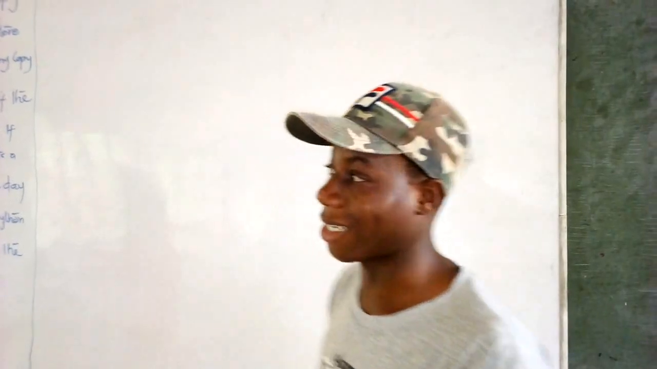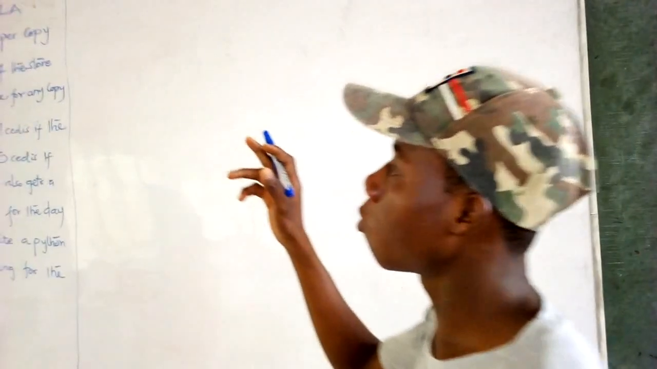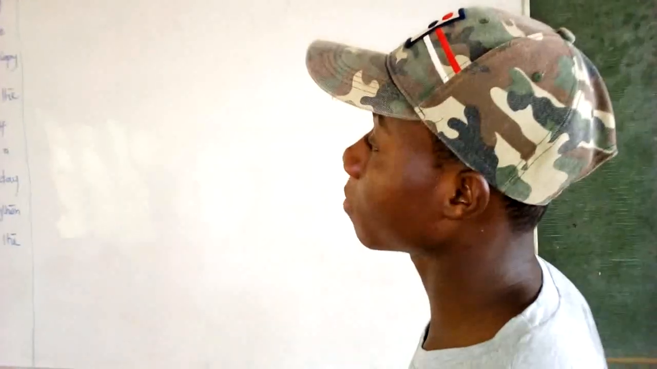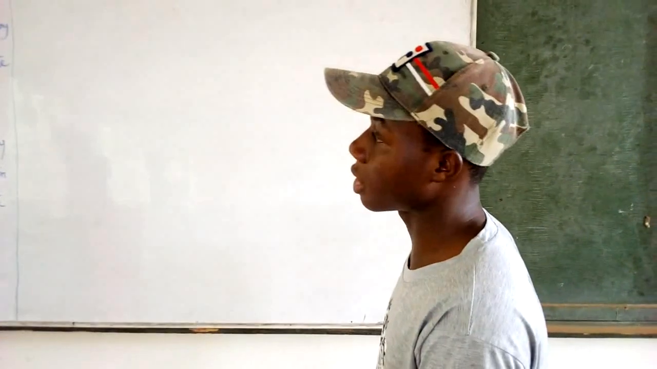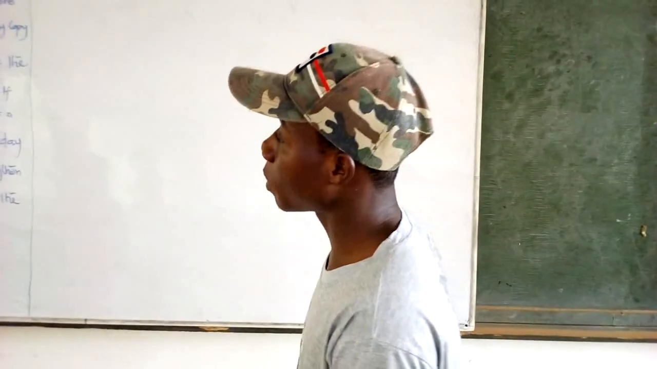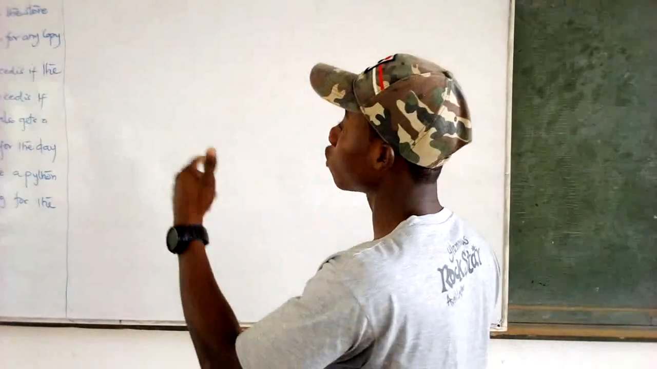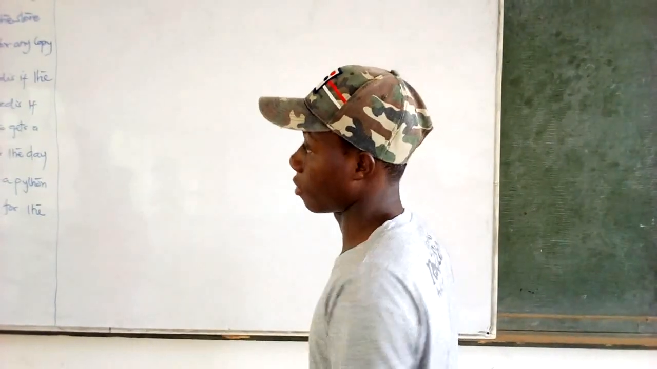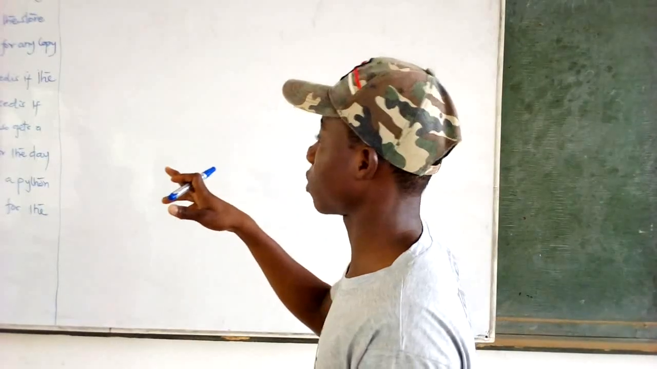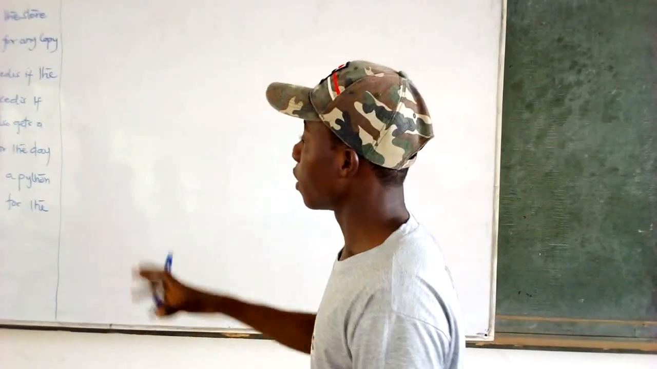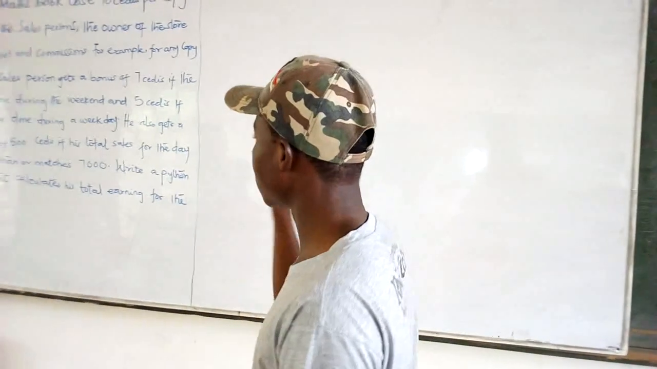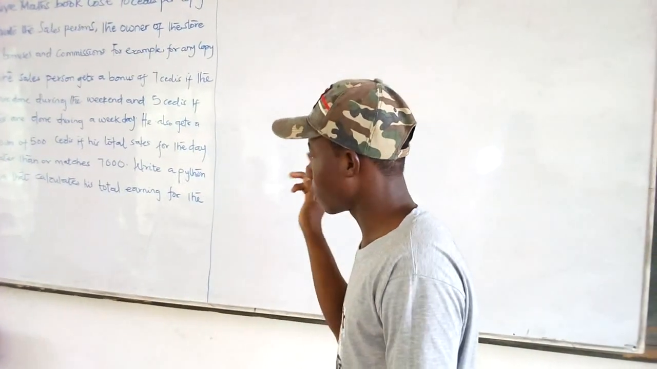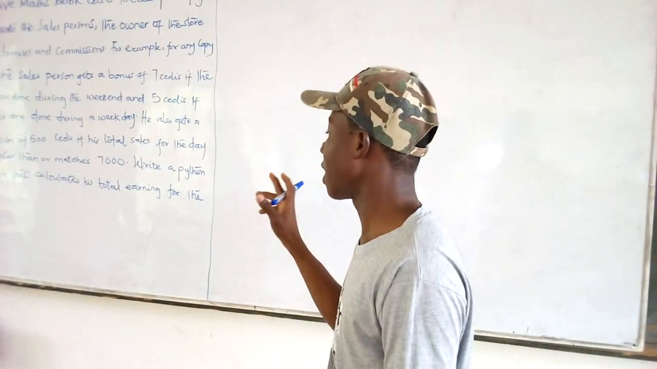Suppose we are having a problem like the one we have on the board. At Mr. Funko Bookstore, an Akiola Electric Mass book costs 70 CDs per copy. To motivate his sales personnel, the owner of the store offers bonuses and commission. For example, for any copy sold, the sales personnel gets a bonus of 7 CDs if the sales are done on or during the weekends, and 5 CDs if the sales are done on or during the weekdays. He also gets a commission of 500 CDs if his total sales for the day is greater than or matches 7,000. Write a Python program that calculates his total earnings for the day.